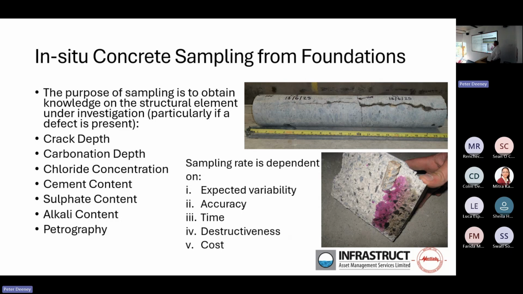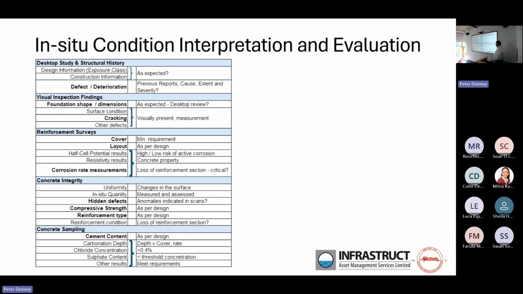Your sampling rate will often depend on the variability. How much are you going to get, and what are you likely to find? The accuracy, the time, how destructive it is, and obviously cost is a huge factor in all this.